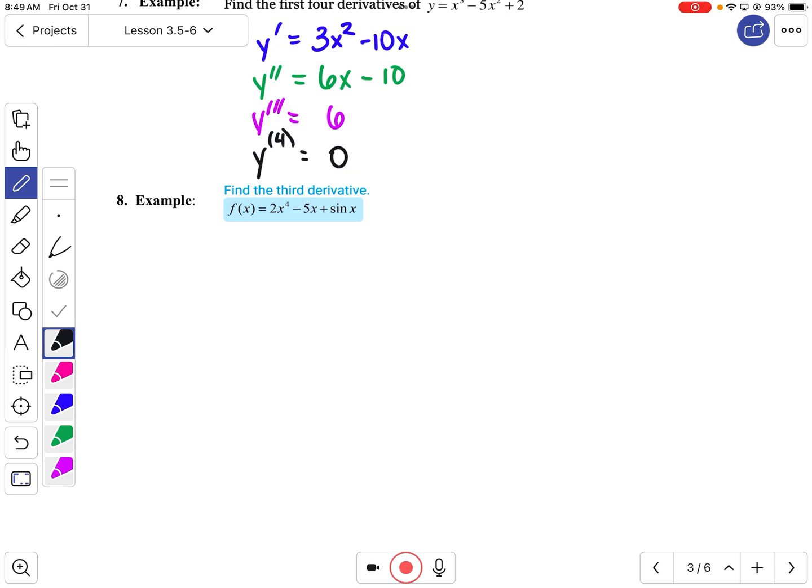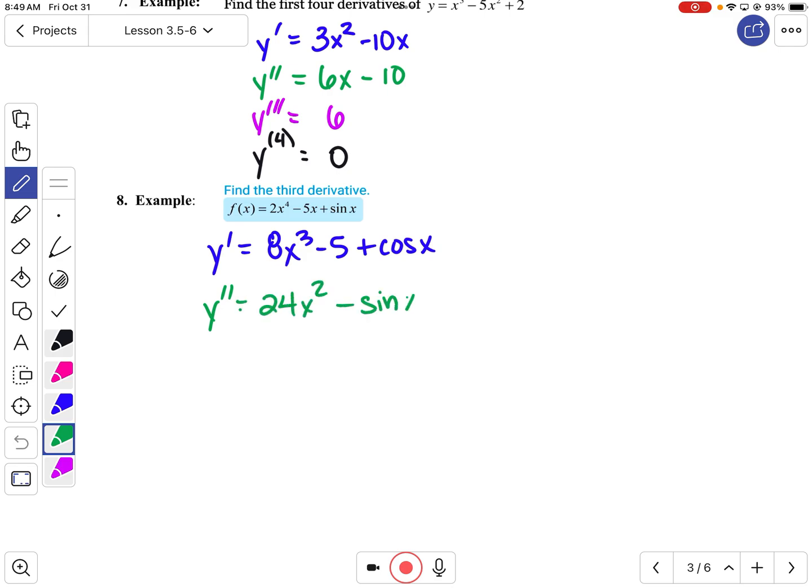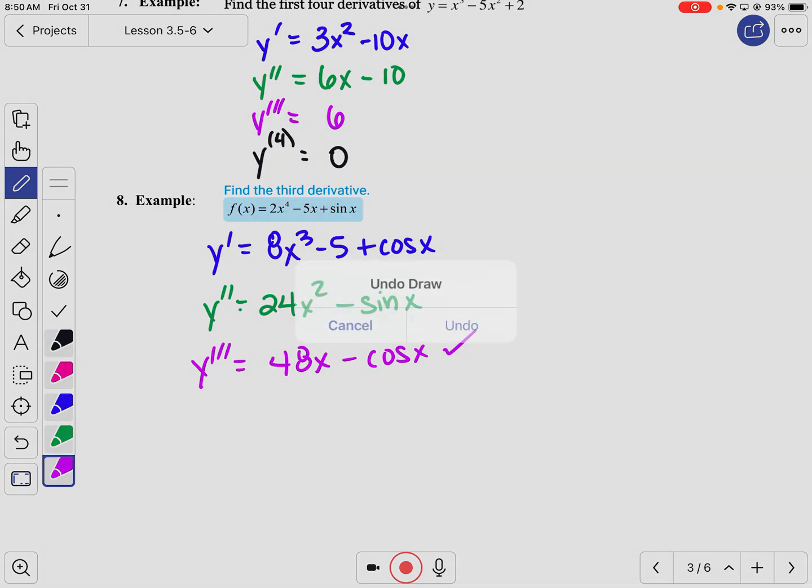Okay, so here we go, rock and roll. We'll start with y prime. Did you get 8x cubed minus 5 plus cosine? Okay. Y double prime, 24x squared minus sine. Okay. Y triple prime, 48x minus cosine. There you go. Okay, good job.